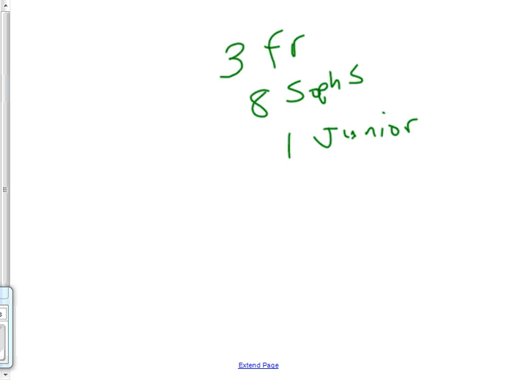Imagine for a moment that we've got freshmen, sophomores, and juniors in this big group. I'm just going to leave the seniors out of this one to make it simpler. 3 freshmen, 8 sophomores, and 1 junior. So that's 8, 9, 10, 11, 12 people. They get to pick half of their people, as in 6. They get to pick 6 people out of the group that get to go on this reward trip.